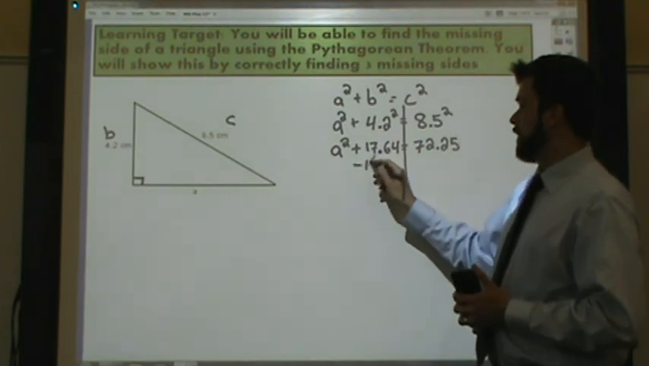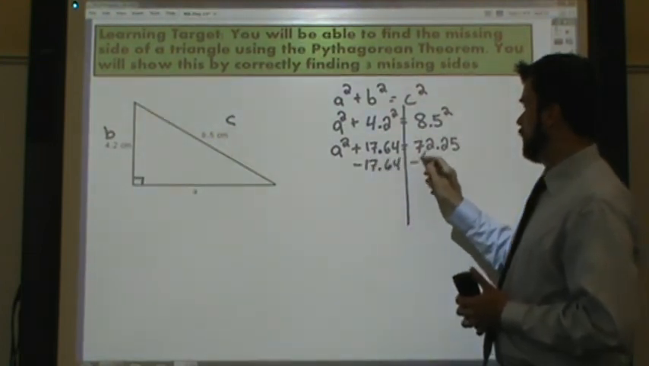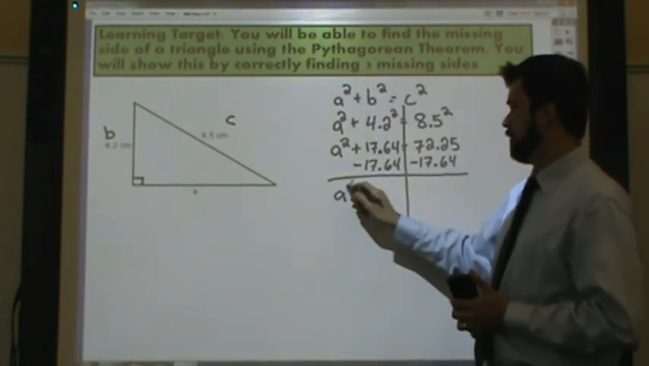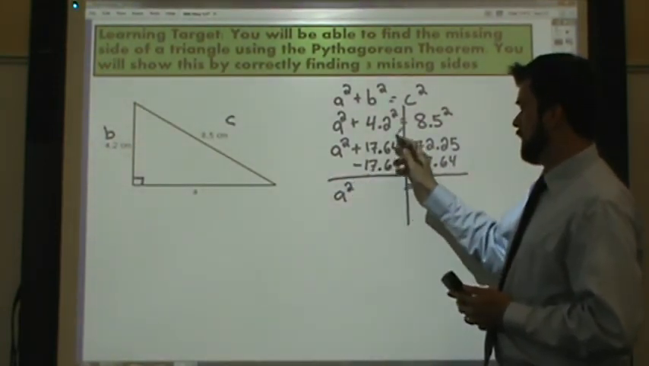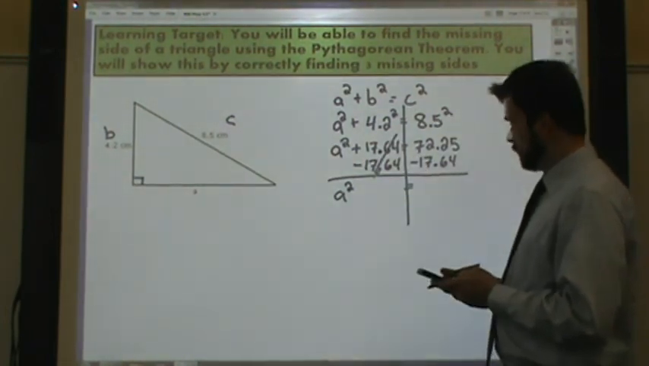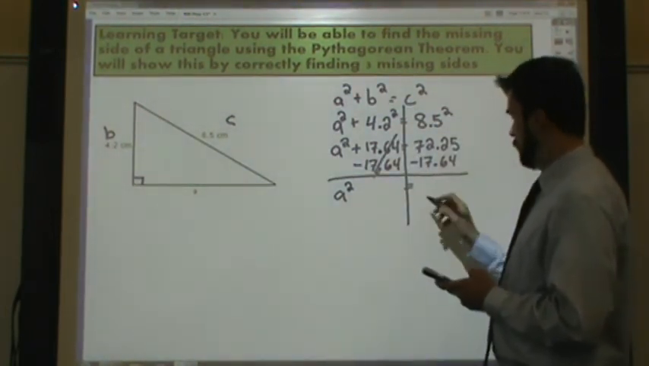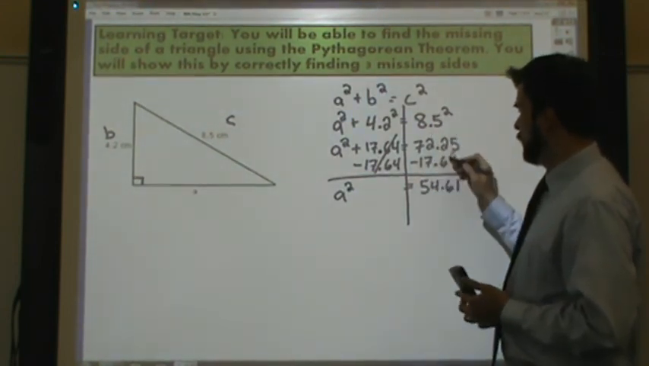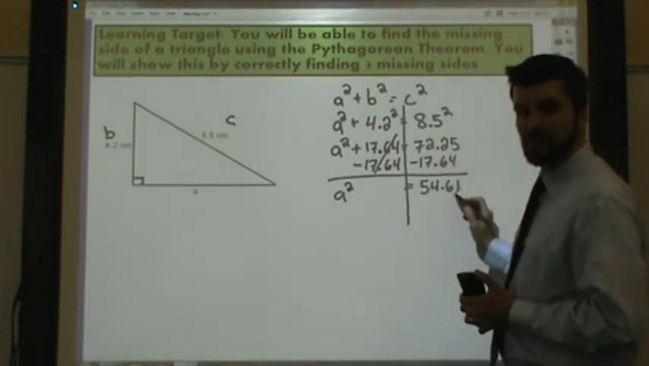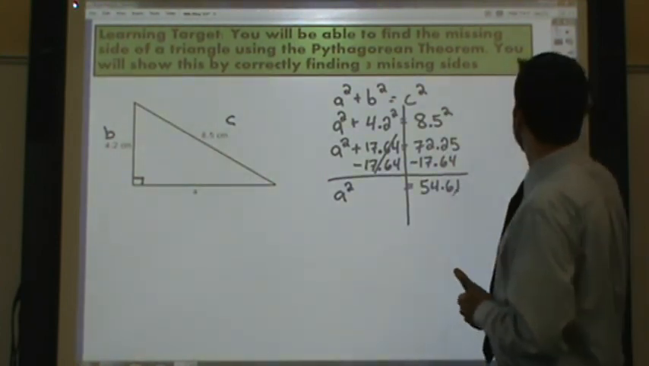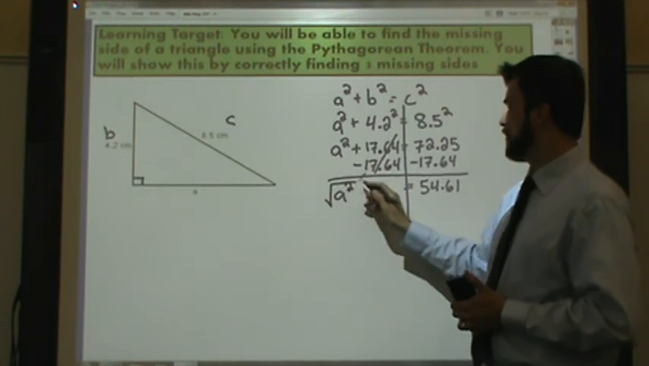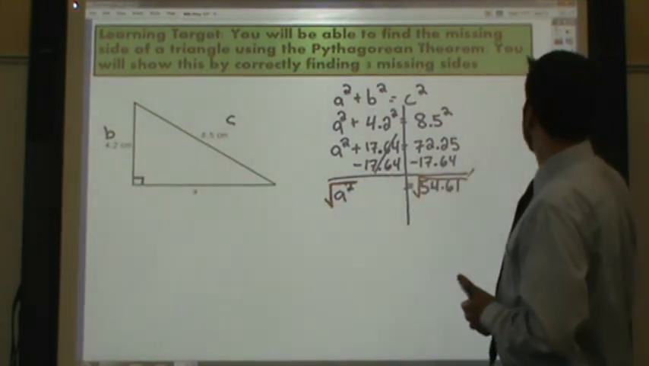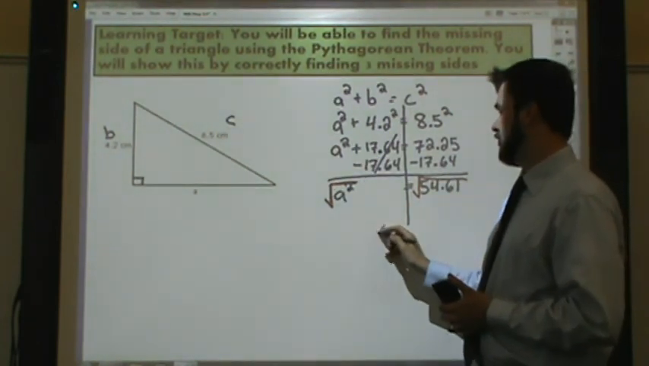Opposite of adding would be subtracting. These two cancel out. Subtracting 72.25 minus 17.64 gives me 54.61. Opposite of square is the square root, both sides. Square and square root cancel each other out, leaving the A.